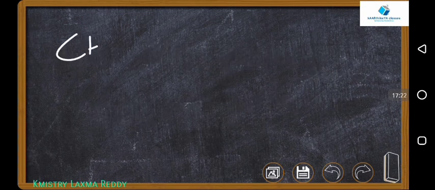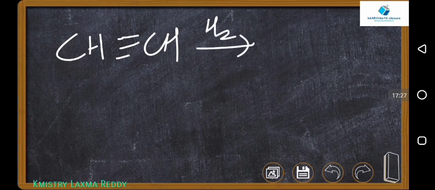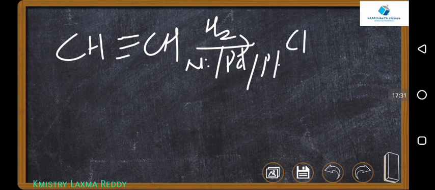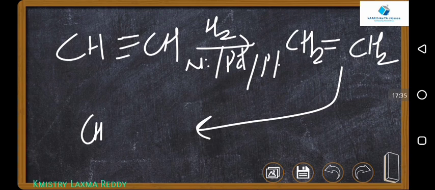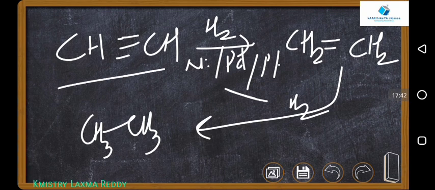If you have CH triple bond CH, if you add hydrogen in presence of nickel or palladium or platinum, anything is fine. This will be converted first into CH2 double bond CH2. This will be converted to CH3 single bond CH3. Same reagents you use here. Again by adding hydrogen. So first alkynes to alkenes, then alkanes.